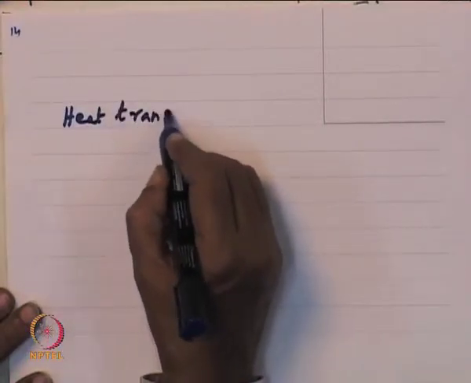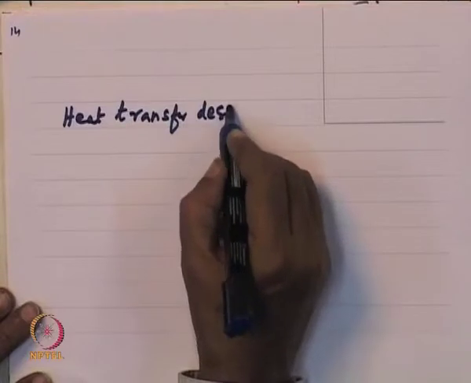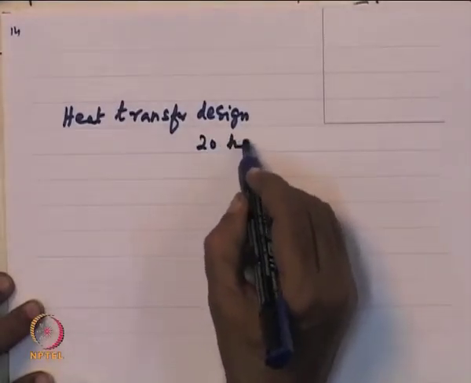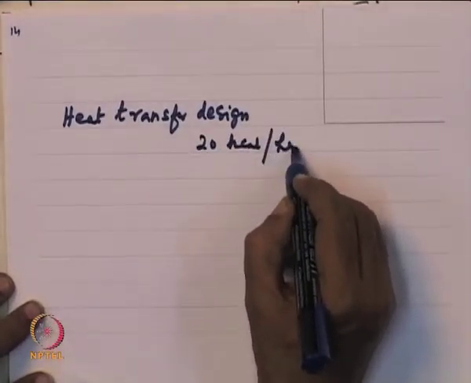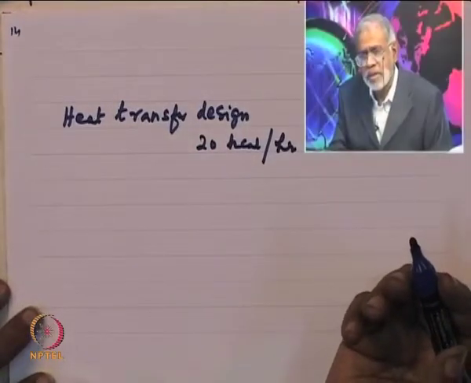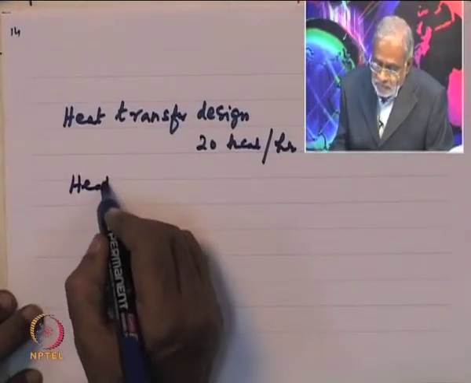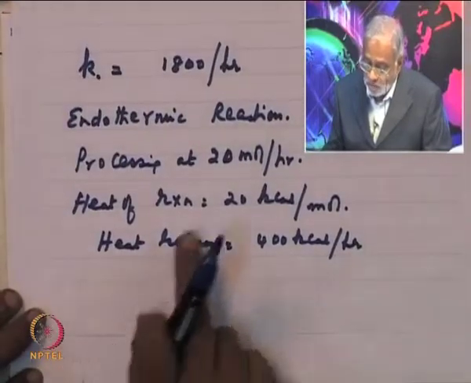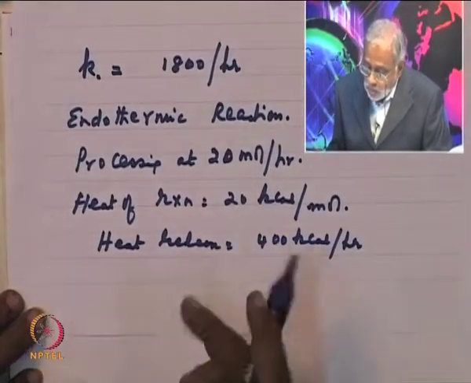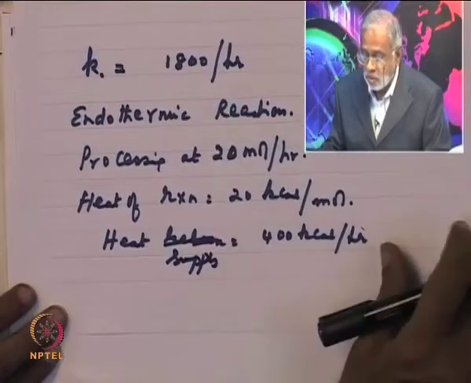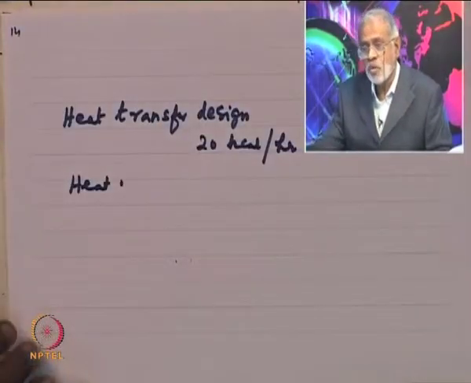Is that clear? Now, let us say you have your heat transfer design. What is your heat transfer design? Your heat transfer design is that you are able to supply 20 kilocals per hour, as an example. And then what is the heat of reaction? What we are saying is that you want to process 20 kilomoles per hour. That means you must be able to supply 400 kilocalories per hour to be able to process. Correct? Is this clear?